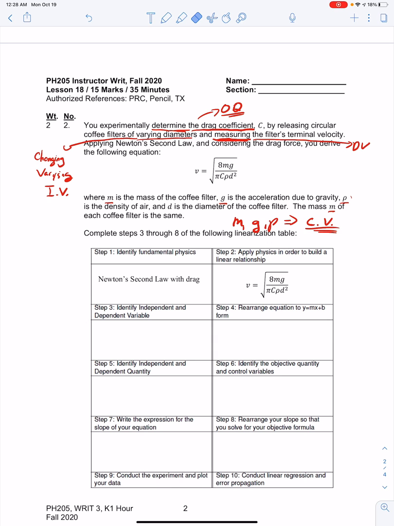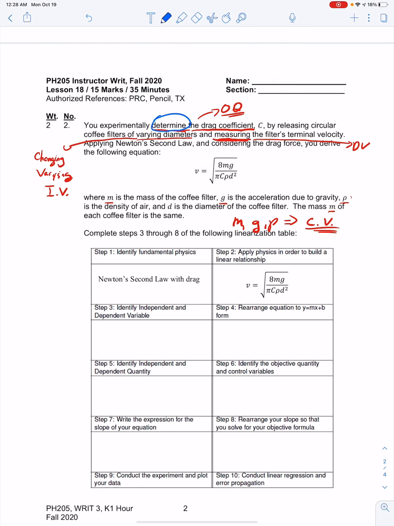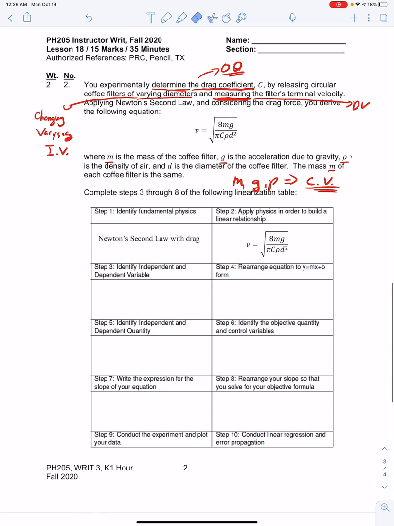Now, do not get confused with the other labs, because in the other labs you were solving for the acceleration due to gravity. That was the thing that you were determining. In this scenario, what you're solving for is the drag coefficient, not the acceleration due to gravity. And here we are assuming the acceleration due to gravity is already given. Okay?